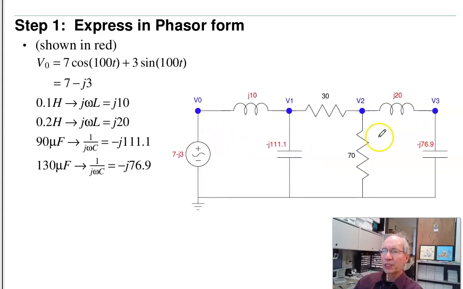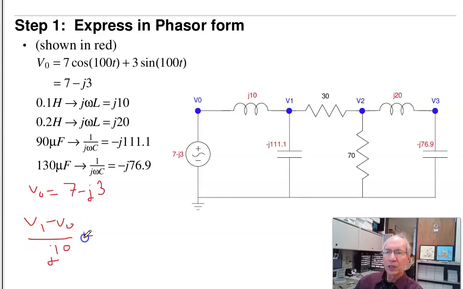Now, write 4 equations for 4 unknowns. First equation is pretty easy. I know that V0 is 7 minus j3. One equation. Second equation, at node 1, the current left, (V1 minus V0) over j10, plus the current down, plus V1 over minus j111, plus the current right, (V1 minus V2) over 30 equals 0.